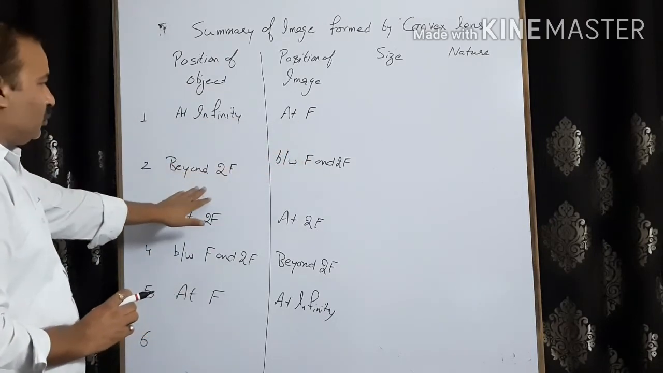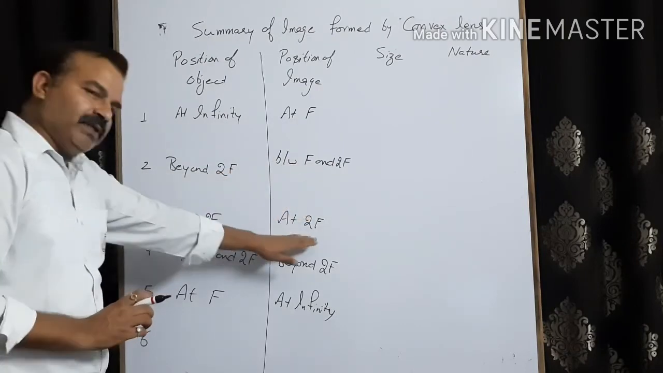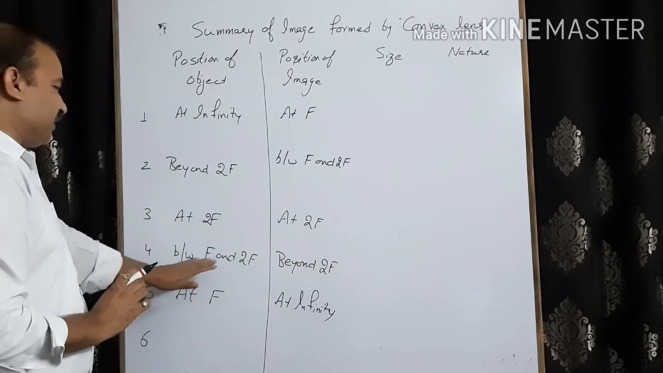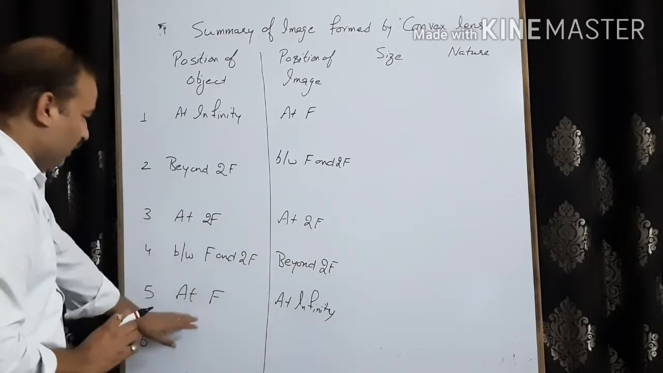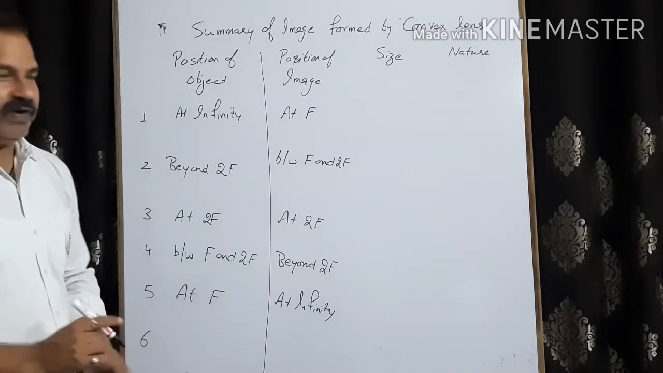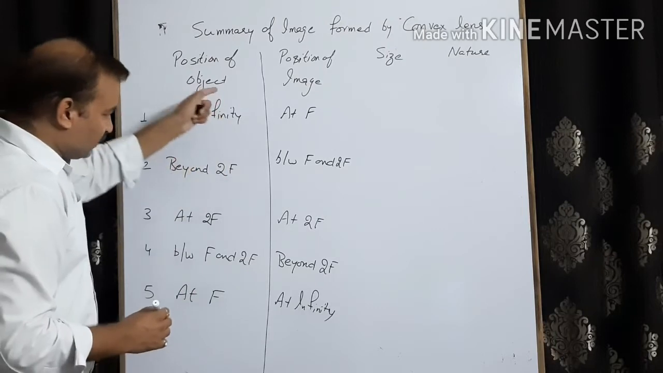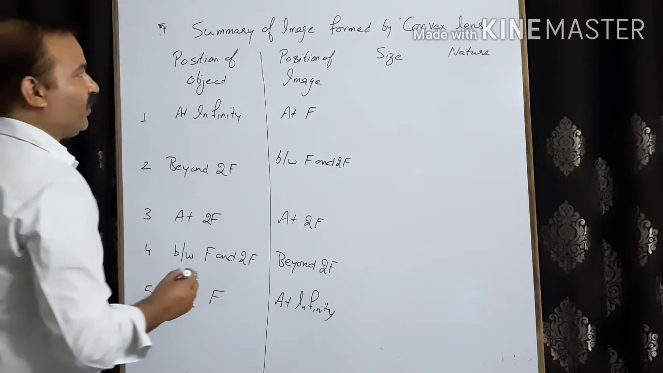Now you can see very well, when object is at the infinity, image is formed at focus. When object is beyond 2f, image is formed between f and 2f. When object is at 2f, image is formed same at 2f. When object is between f and 2f, image is beyond 2f. When object is at focus, image will be formed at infinity. This is the way, and this way it is the opposite case.